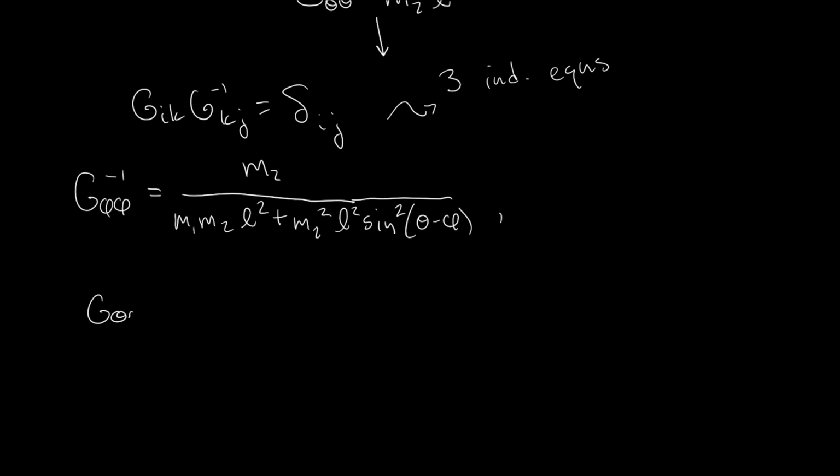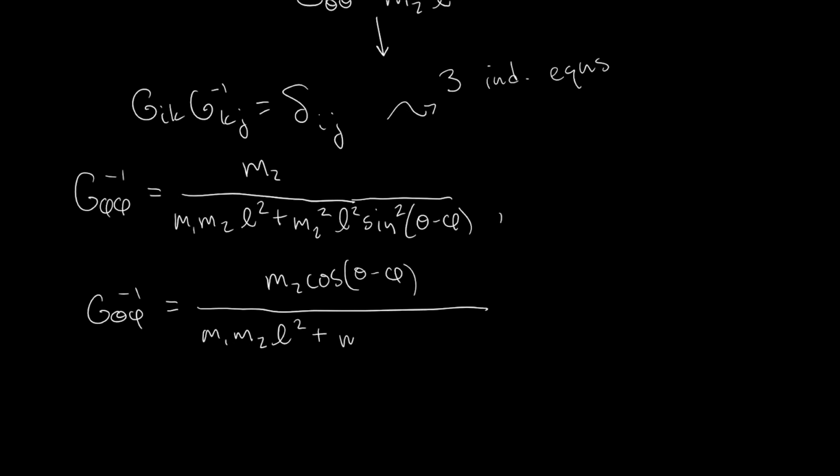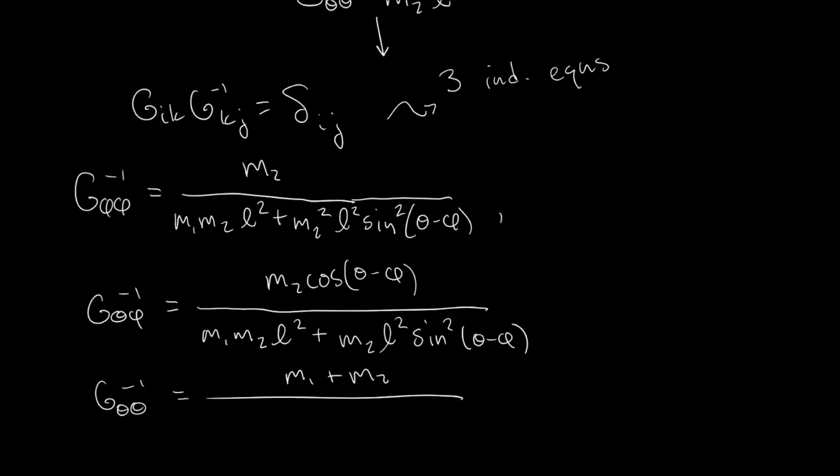G theta phi inverse is m2 cosine(theta minus phi) over m1 m2 L squared plus 2 L squared sine squared(theta minus phi). And then g theta theta inverse is still not really that much better. Over m1 plus m2 squared L squared sine squared(theta minus phi).